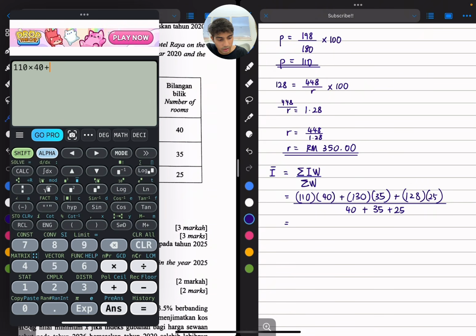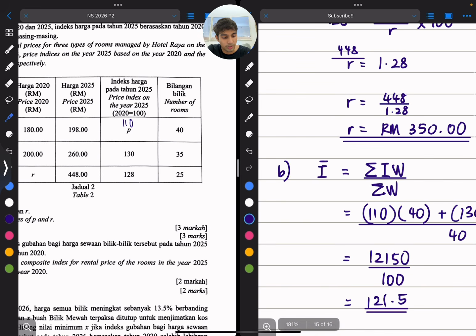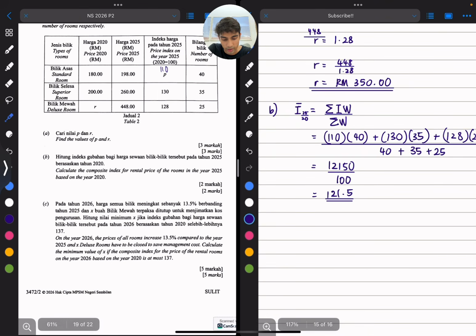110 times 40 plus 130 times 35 plus 128 times 25, so 12,150 over the total weightage of 40 plus 35 plus 25, which is 100. So we get 121.5. Done. This is the composite index of 2025 based on the year 2020. Alright, C.